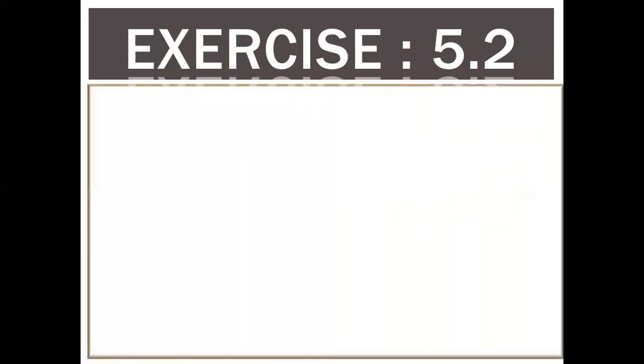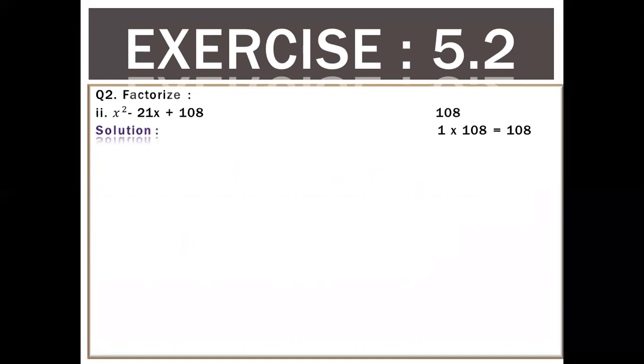Yes, question number 2. Again, this is also the type of factorization. The question is x square minus 21x plus 108. Here the coefficient of x square is 1. So when we multiply 108 with 1, the answer will be 108. You find all the possible factors of 108.